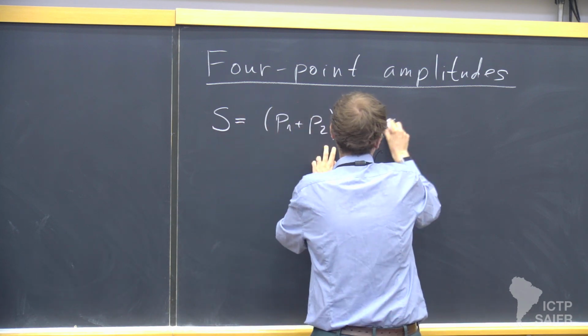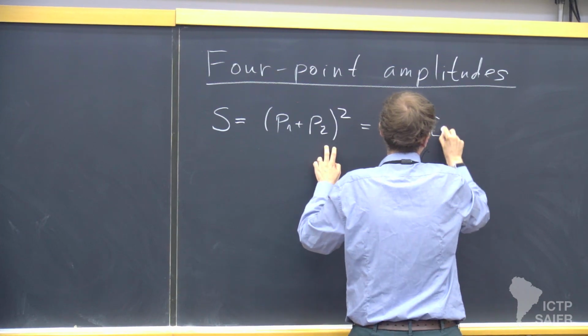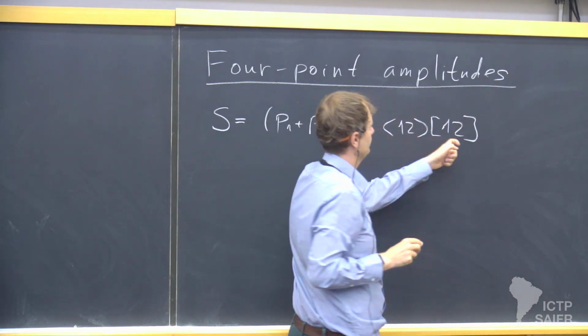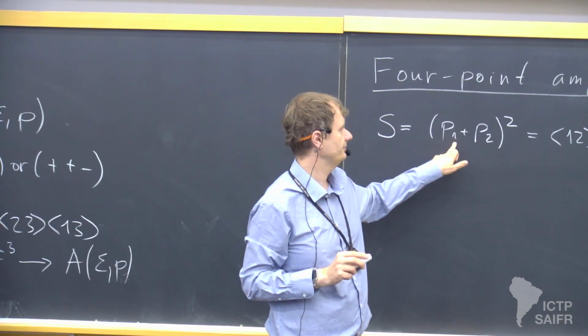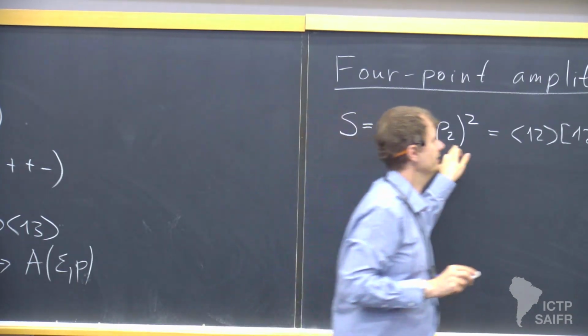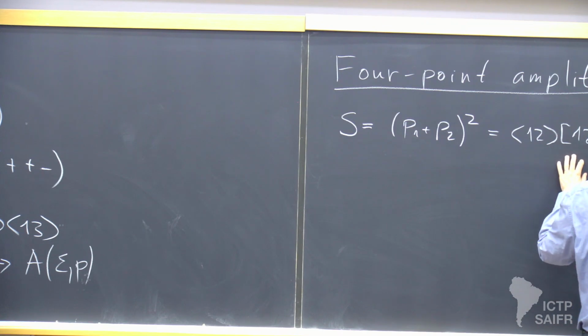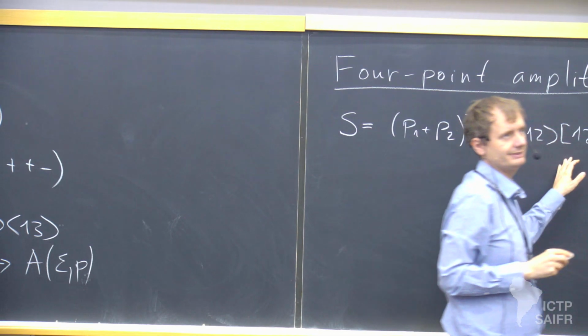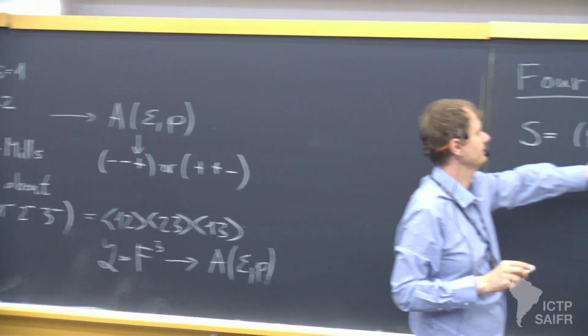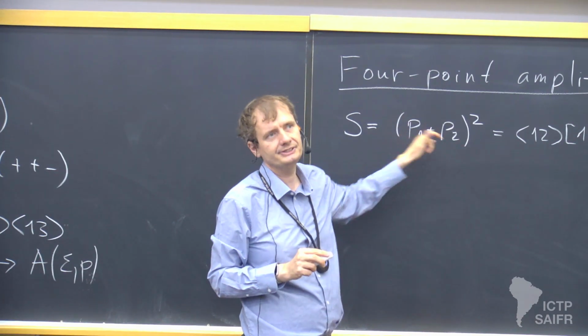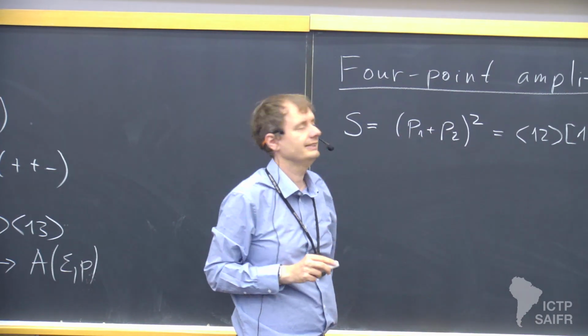We already wrote that this is equal to, in spinor helicity, the product of <1 2> [1 2]. But because of momentum conservation, this is also equal to (P3 plus P4) squared. So at the same time, you can also write it as the product of <3 4> [3 4]. Yeah? Does that make sense? You can use momentum conservation to rewrite P1 plus P2 as minus P3 minus P4 and square it.